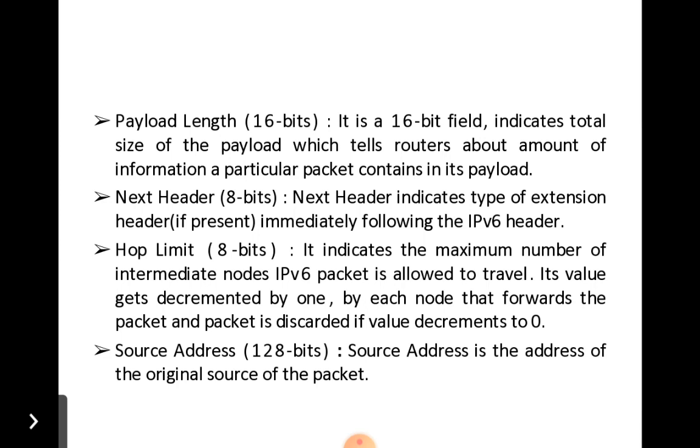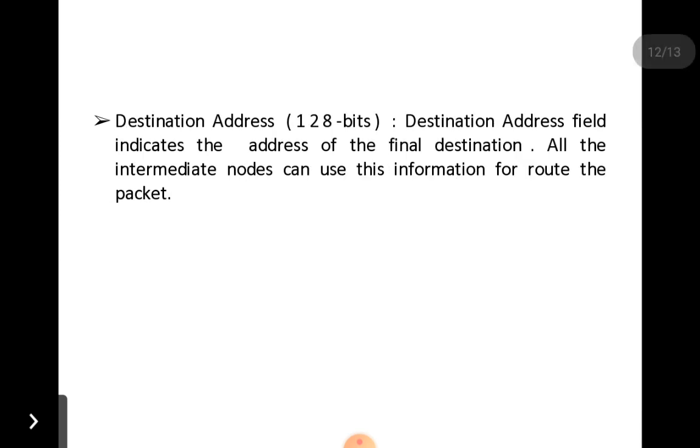Now next is source address. It is a 128-bit long address that defines the original source of the packet. Destination address is also 128 bits long. It is used to indicate the address of the final destination. All the intermediate nodes can use this information to route the packet from source to destination.